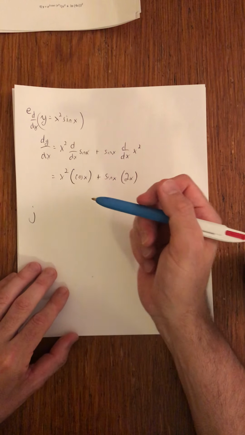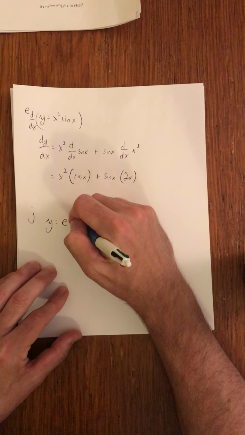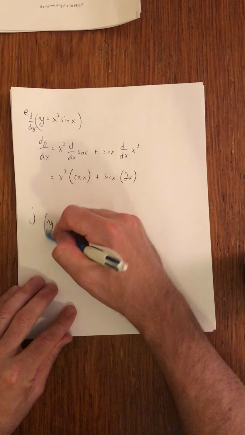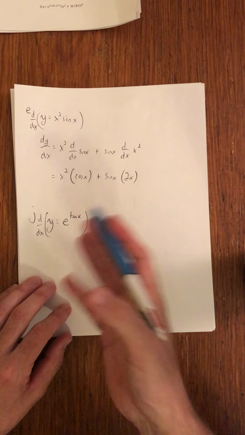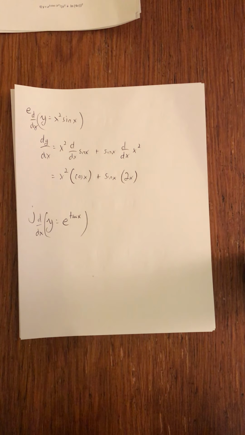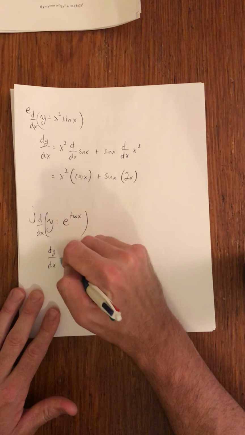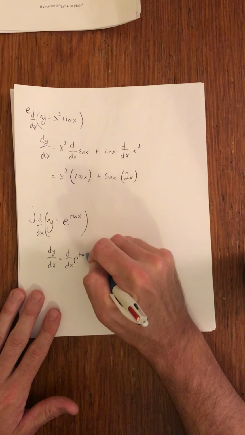All right, let's go on to j. I've got just a different set of rules here. I've got y equals e to the tangent of x. I mean, I have no idea if there's anything in nature that obeys that law, but that's sort of weird. So I look at this and I know that this is going to be a chain rule because I don't have a rule for e to the tangent of x. I have a rule for e to the x. So dy dx is going to equal ddx of e to the tangent of x.